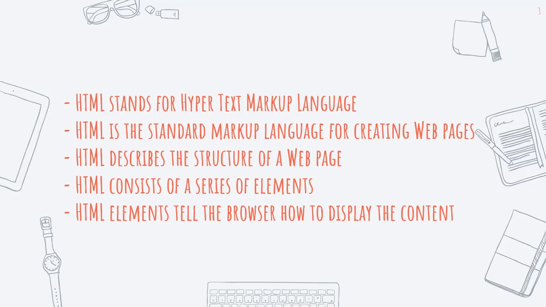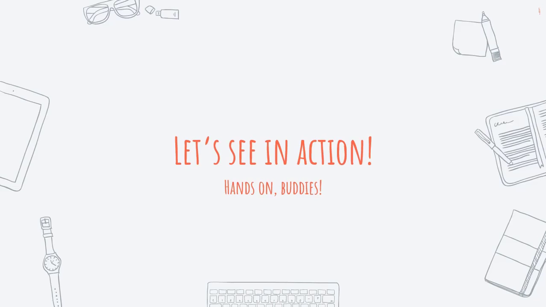HTML consists of series of elements. There are several elements, so the several tags, let's say, that we use in order to build up the structures. So we'll learn these elements and where and how to use them in this course. So HTML elements tell the browser how to display the content. So each element has its own functionality and place to use. So without more words, let's see all these in action.